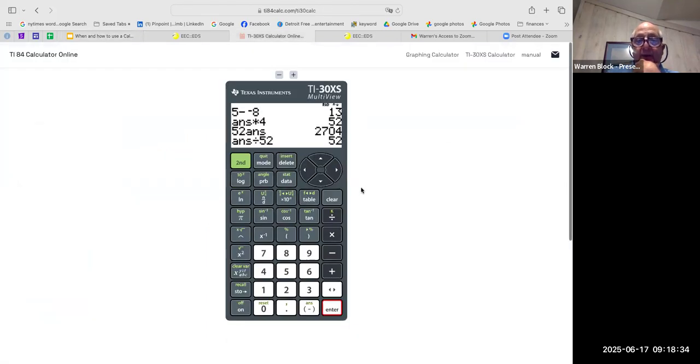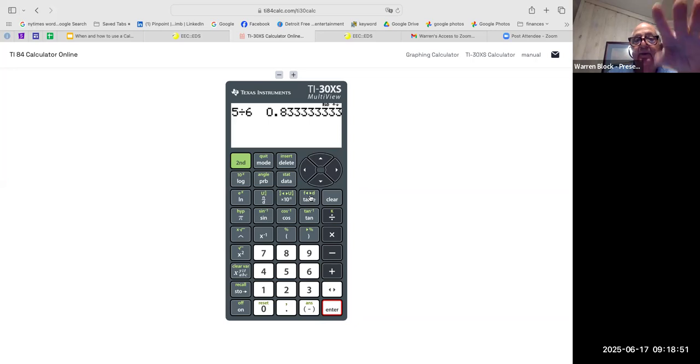I'm going to clear that out. Do 5 divided by 6. And it gives us a decimal. Well, I'd like to see it as a fraction. So on the TI-Nspire, if you have the 32XS, it's on the probability button. But on this calculator, it's on the table button right under the minus sign.